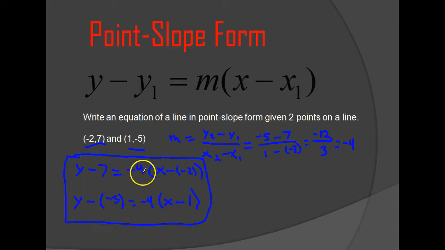And if I actually went through and distributed this negative 4, added 7 to both sides, I would get the same equation in slope-intercept form as if I did the same thing down here. Distributed the negative 4, and then added this negative 5 to both sides. So these, even though they look a little different, they actually are the same equation.